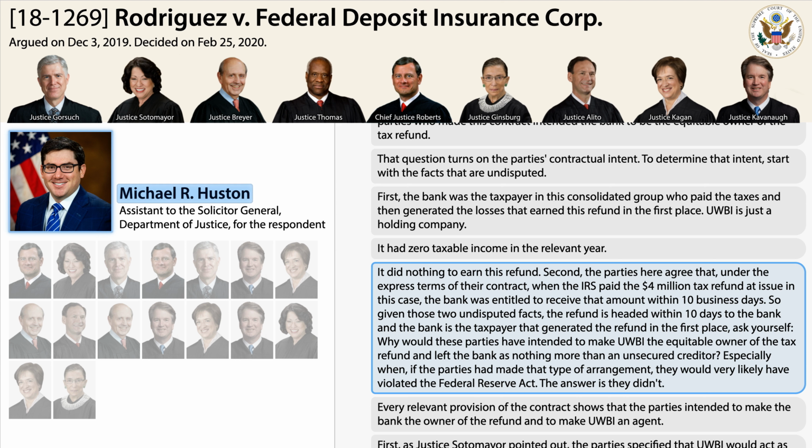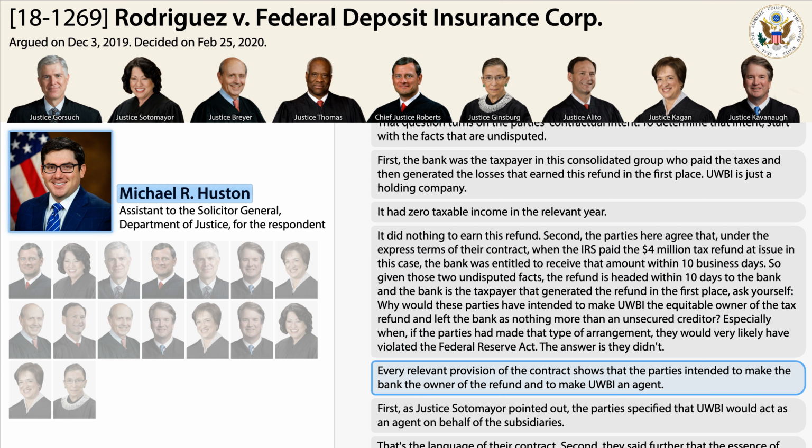Second, the parties here agree that under the express terms of their contract, when the IRS paid the $4 million tax refund at issue in this case, the bank was entitled to receive that amount within 10 business days. So given those two undisputed facts, the refund is headed within 10 days to the bank, and the bank is the taxpayer that generated the refund in the first place. Ask yourself, why would these parties have intended to make UWBI the equitable owner of the tax refund and left the bank as nothing more than an unsecured creditor? Especially when, if the parties had made that type of arrangement, they would very likely have violated the Federal Reserve Act. The answer is they didn't.